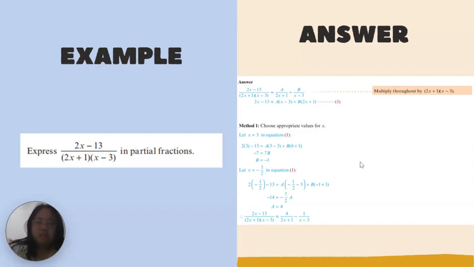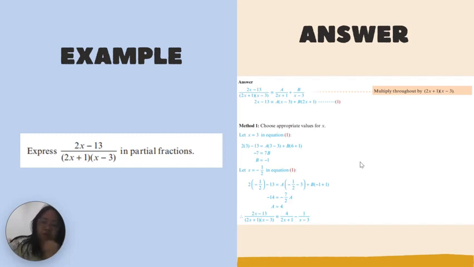Just like regular fractions, we need to make the same denominator if we want to add numerators. So we multiply the A with the other denominator, as well as B. Then we only focus on the numerator. That's why in the equation we only use 2x − 13 as the result of A times (x − 3) plus B times (2x + 1).